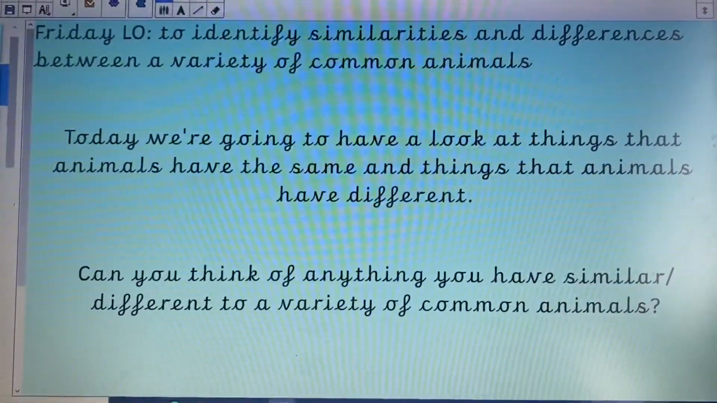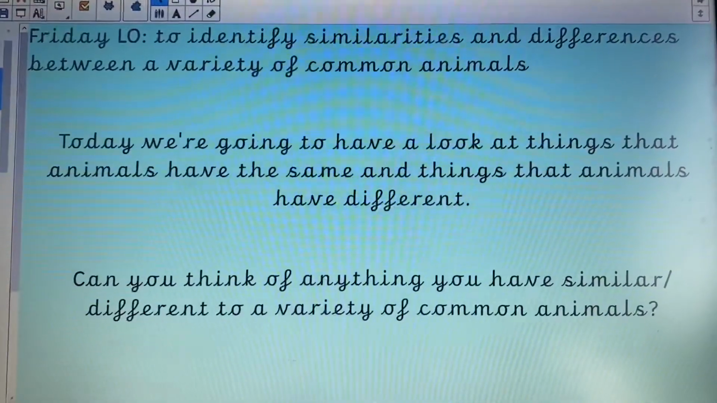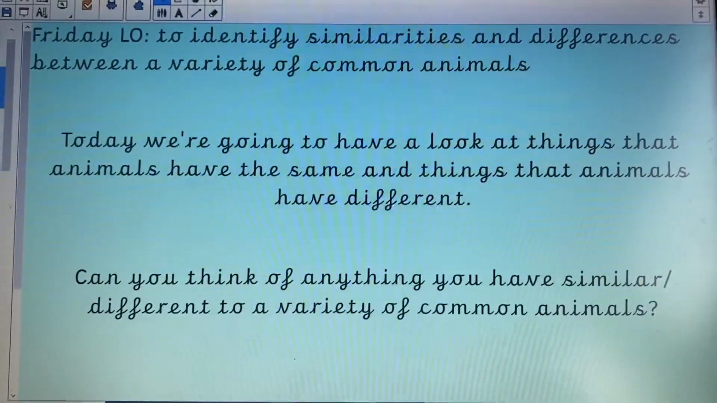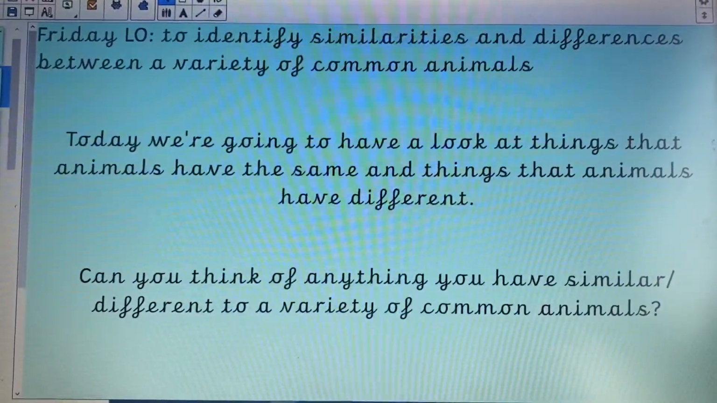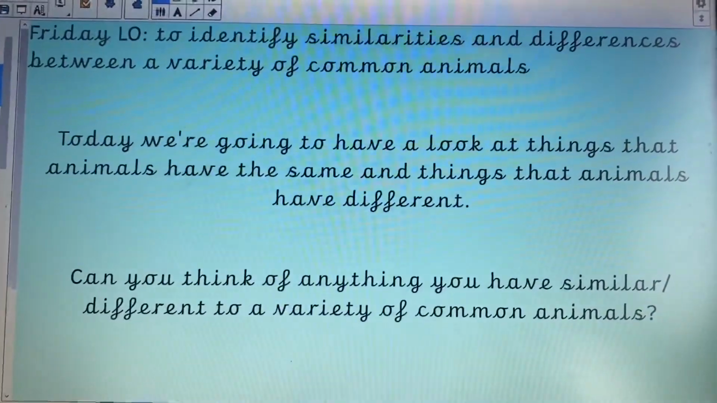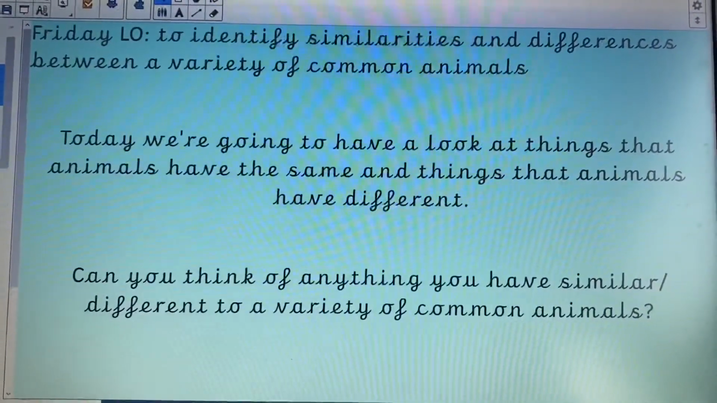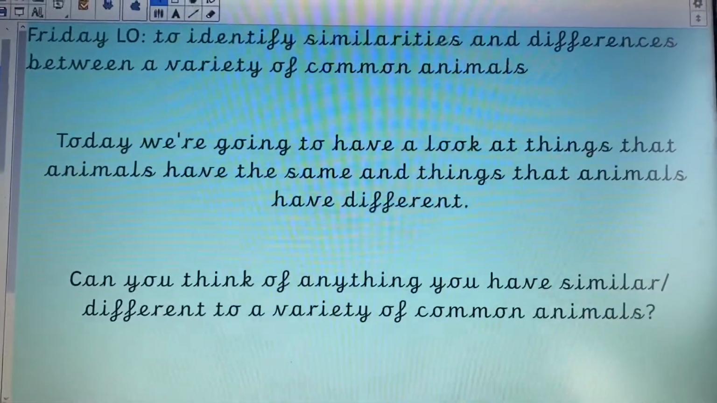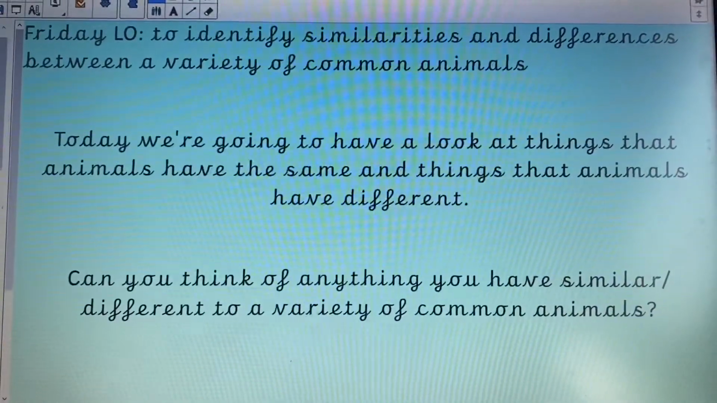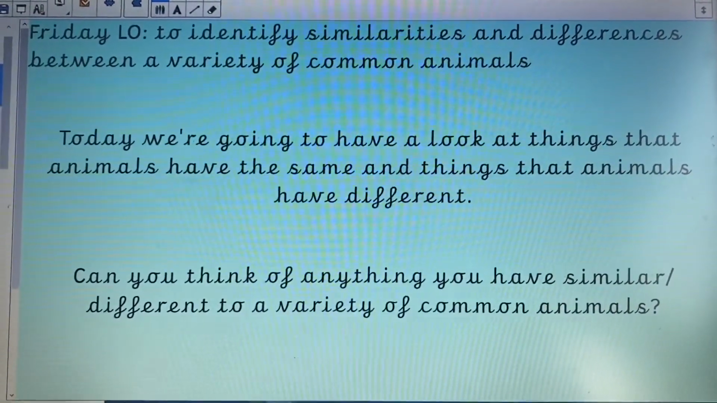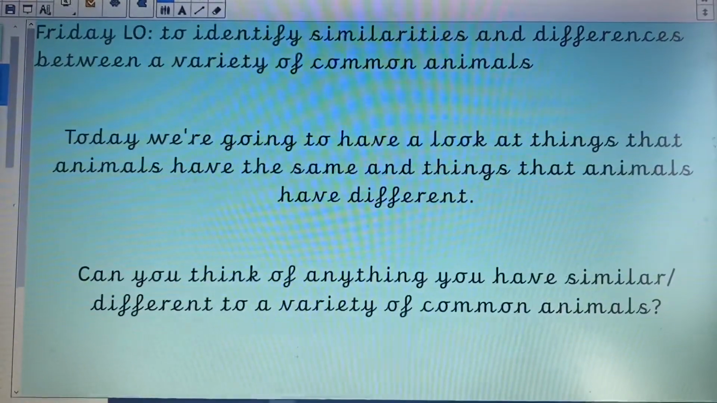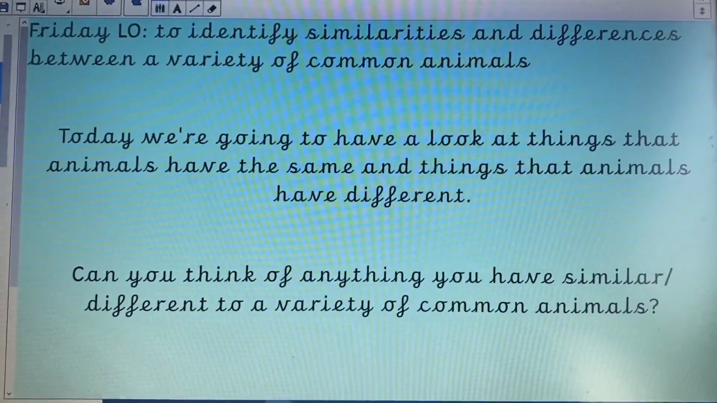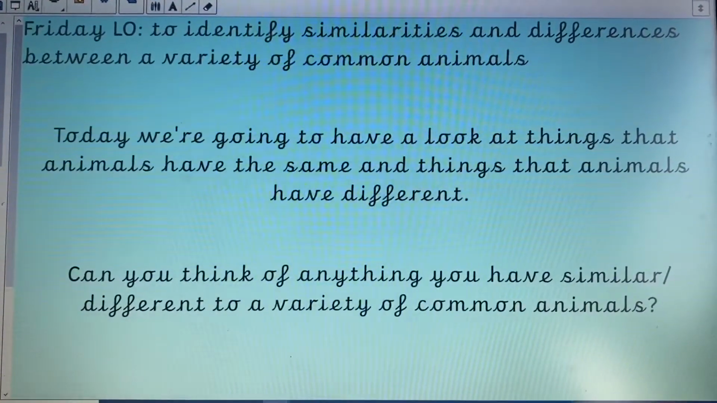Okay, I hope you thought of a few things. The things that I thought about: myself, so me or humans, and a frog both have two eyes. They both have a nose and they both have a mouth. Now, that's all I could really think of that we have the same, because a frog has 4 legs, whereas we only have 2.